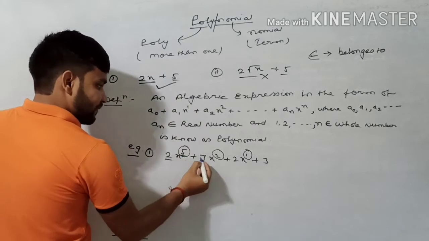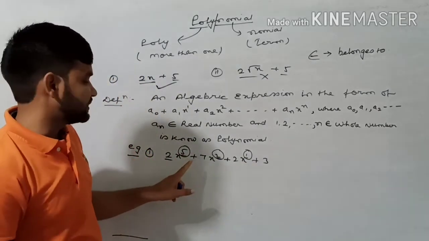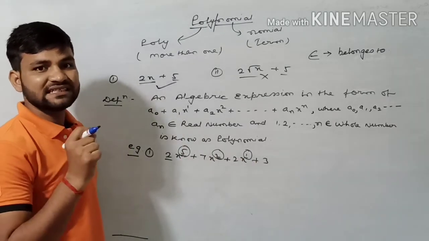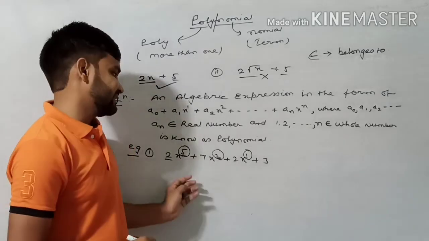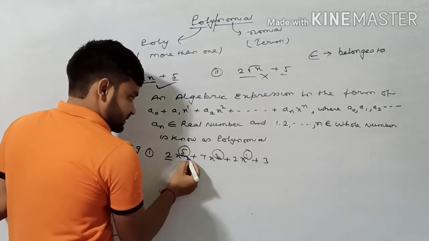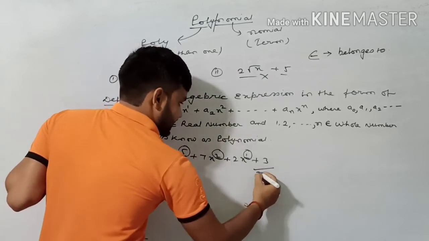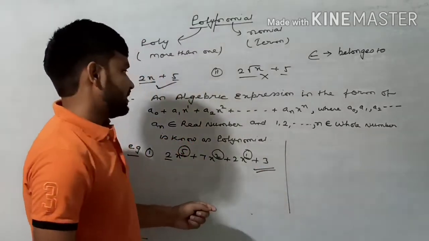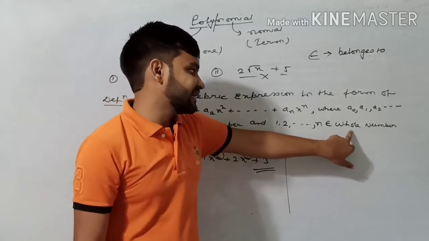If the power of each term of the polynomial is a whole number, then we clearly say that the given expression is a polynomial. Here 5 is a whole number, 2 is a whole number, 1 is a whole number, so that algebraic expression is a polynomial. Firstly, many times we repeat the term whole number.